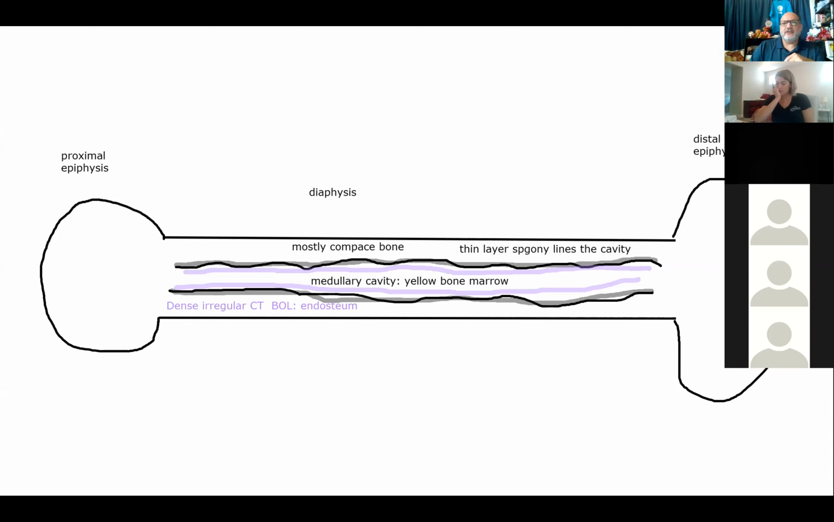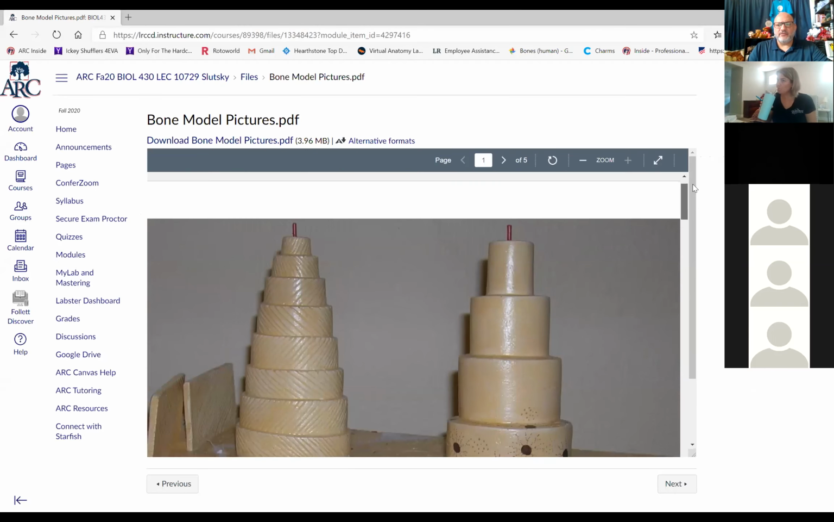Yes, someone said, instructor? I had a question. So you said the thin layer of the spongy bone lines the cavity. Is that the top part, and then the endosteum is on the inside? Yep, so let's cheat and look at a better illustration than the one I've been drawing. And again, we looked at it from straight on, but let's look at it from the top.